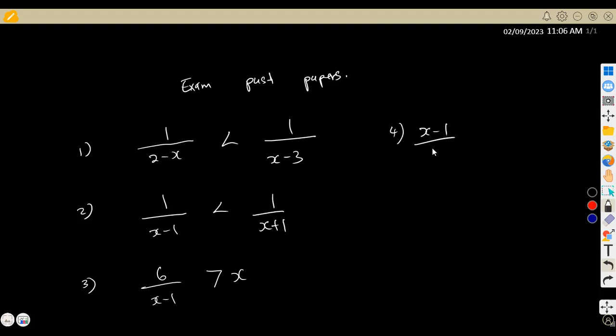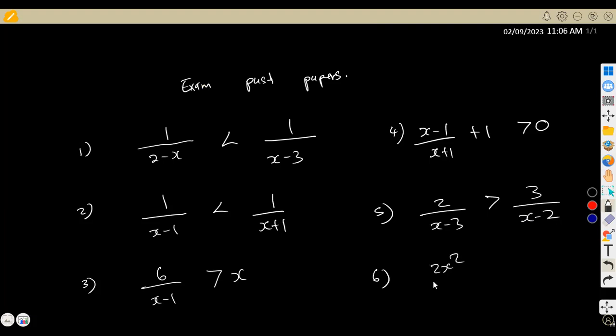x minus 1 over x plus 1 is greater than 0. Then 5, let's just make them 6. 2 over x minus 3 is greater than 3 over x minus 2. Then the last one, I want you to try 2x squared over x plus 1 is greater than x.